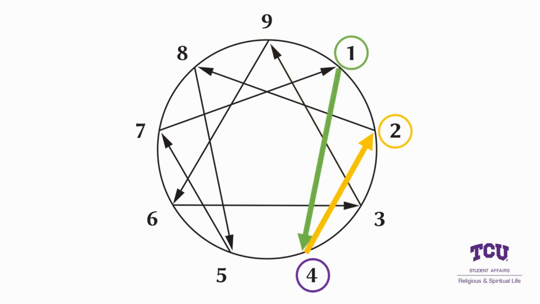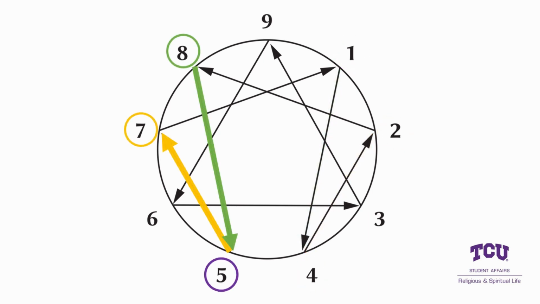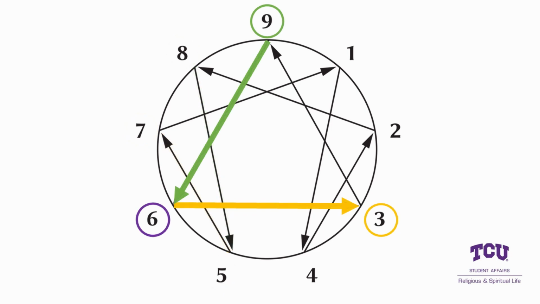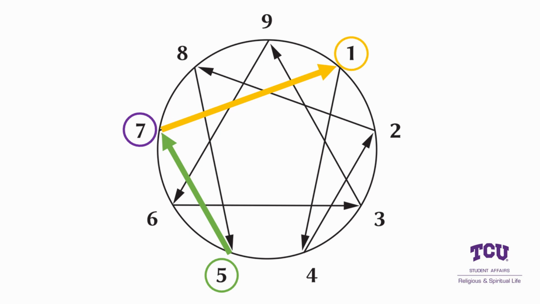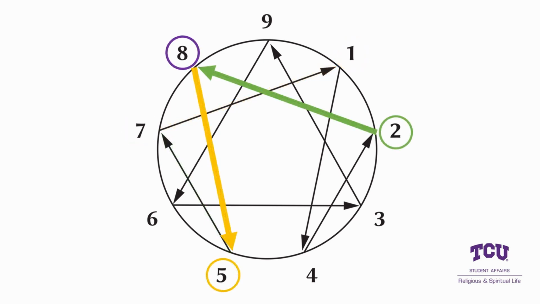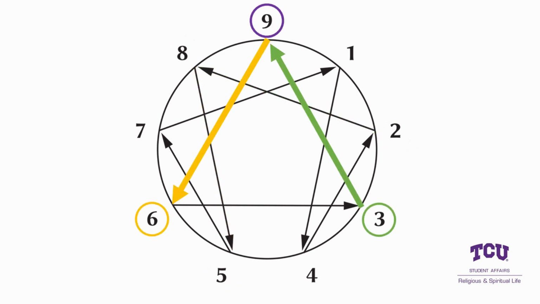Type 4s will take on unhealthy attributes of type 2 in stress, and healthy attributes of type 1 in health. Type 5s take on unhealthy attributes of type 7 in stress, and healthy attributes of type 8 in health. Type 6 will take on unhealthy attributes of type 3 in moments of stress, and healthy attributes of type 9 in healthier moments. Type 7s will take on unhealthy attributes of type 1 in stress, and healthy attributes of type 5 in health. Type 8s will take on unhealthy attributes of type 5 in stress, and healthy attributes of type 2 in health. And finally, type 9s will take on unhealthy attributes of type 6 in stress, and healthy attributes of type 3 in health.